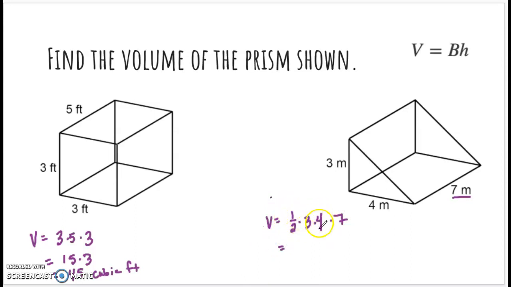Okay, so 1/2 times 3 times 4. I'm going to do 1/2 times 4, which gives me 2 times 3 times 7. A little easier numbers to work with in my head. 2 times 3 gives me 6. Times 7 is 42. And of course, I don't want to forget my label. I'm going to label this cubic meters.